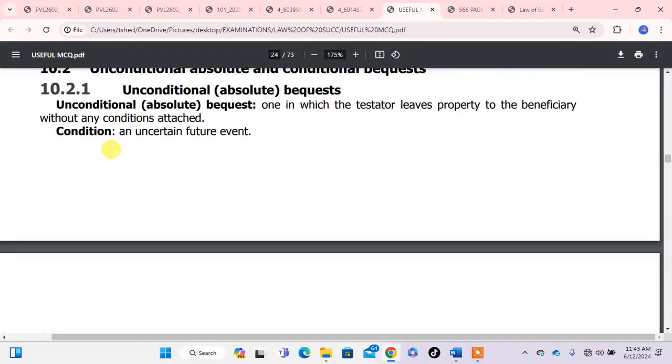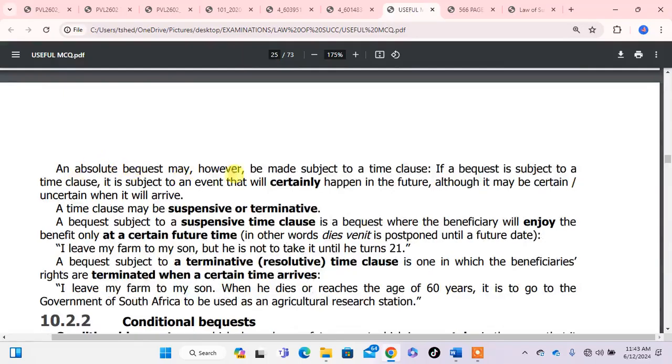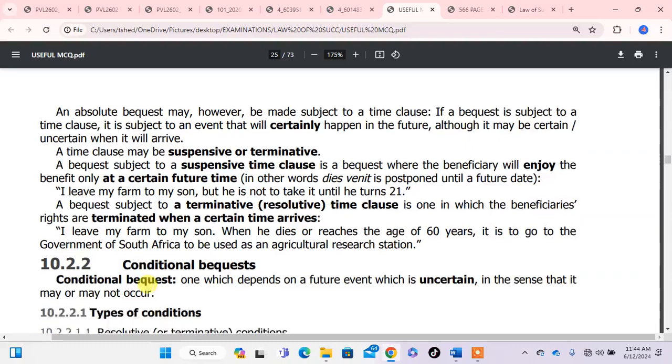And then we have unconditional. Then we have the absolute bequest, which may, however, be made subject to time clauses. If a bequest is subject to a time clause, it is subject to an event that will certainly happen in the future, so it's unconditional, though it may be uncertain when it will arrive. A time clause may be suspensive or terminative. A bequest subject to a suspensive time clause is a bequest where the beneficiary will enjoy the benefit only at a certain future time. A bequest subject to a terminative time clause is one in which the beneficiary's rights are terminated when a certain time arrives.